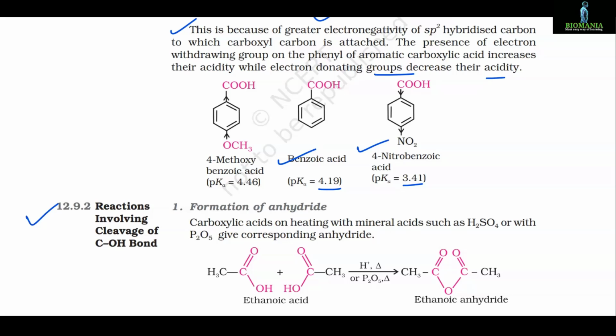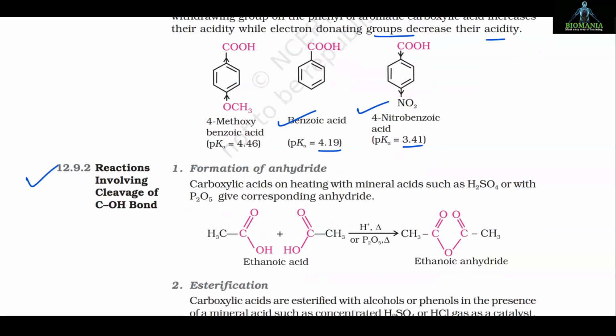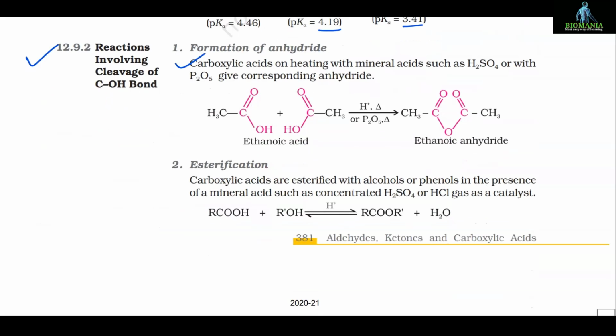Now 12.9.2, reactions involving cleavage of the C-OH bond. Formation of anhydride. Carboxylic acids on heating with mineral acids such as H2SO4 or with P2O5 give the corresponding anhydride. Ethanoic acid is forming ethanoic anhydride.